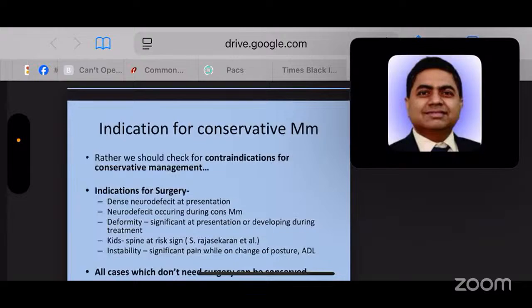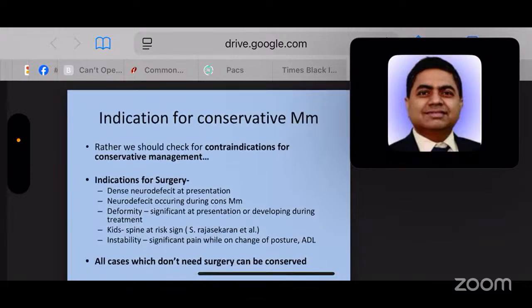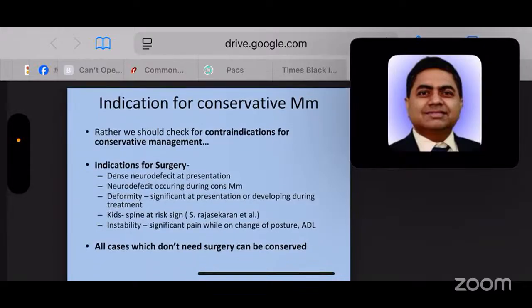So the indication of non-surgical management would actually be a contraindication for surgery. So the indications for surgery are something we should be aware of, and whatever we are not able to operate on should be conserved. The indications for surgery are tense neurodeficit, either at presentation, or neurodeficit which is getting worse over a period of time, or which has appeared while the patient is on treatment.